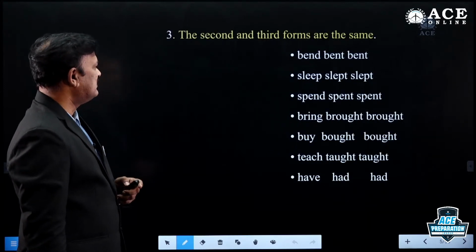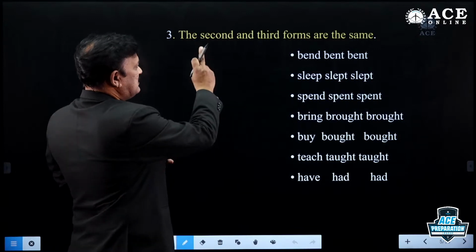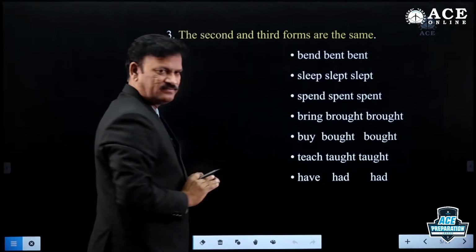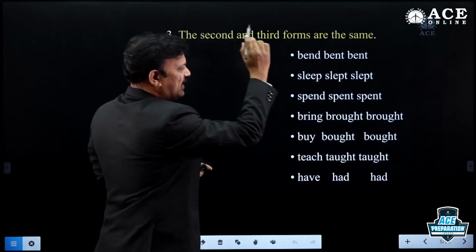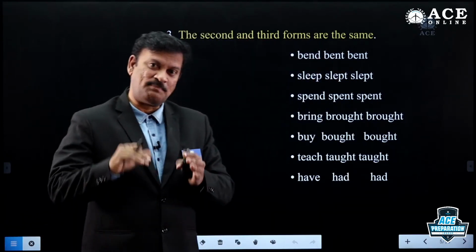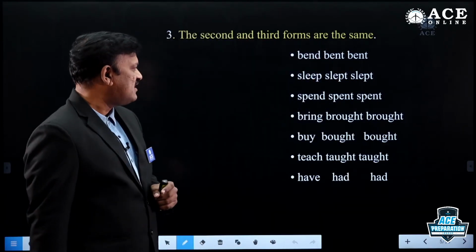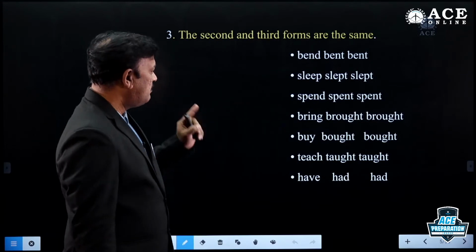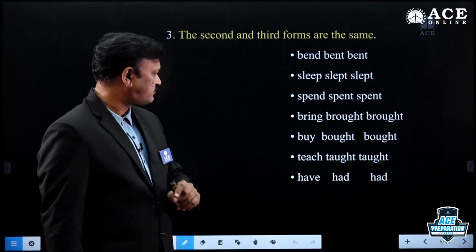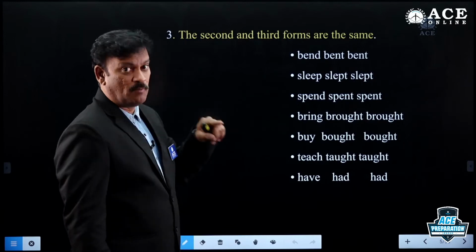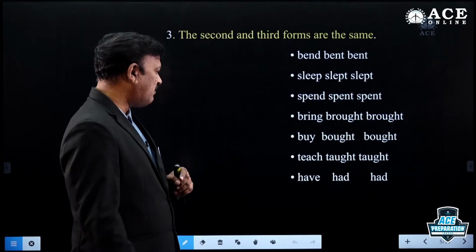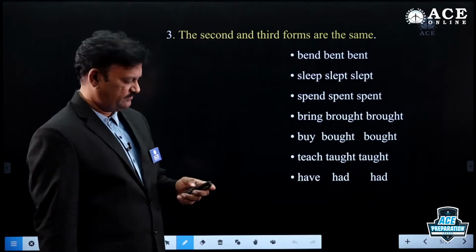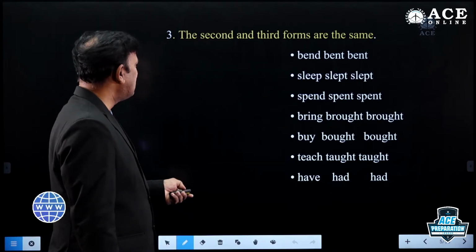Look at another one. The second and third forms are the same. V2, V3 are same. Bend, bent, bent. Sleep, slept, slept. Spend, spent, spent. Bring, brought, brought. Buy, bought, bought. Teach, taught, taught. Have, had, had. This is one category.